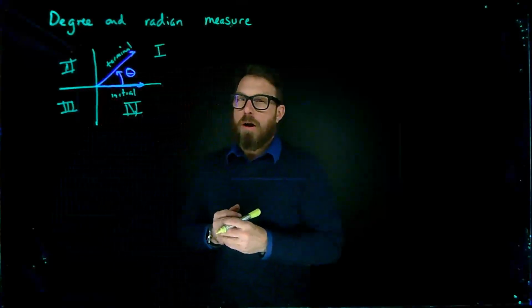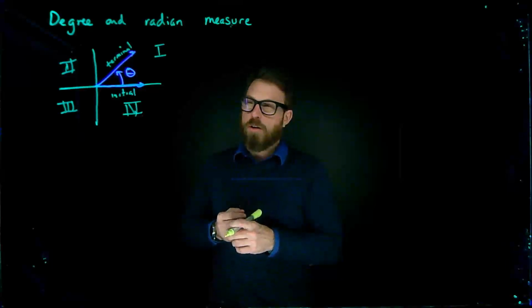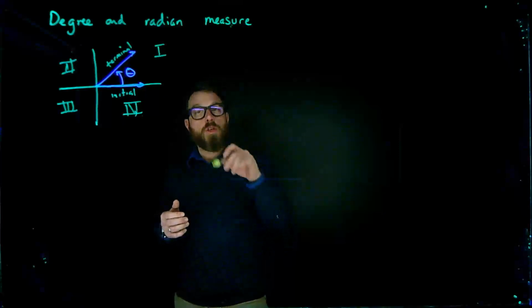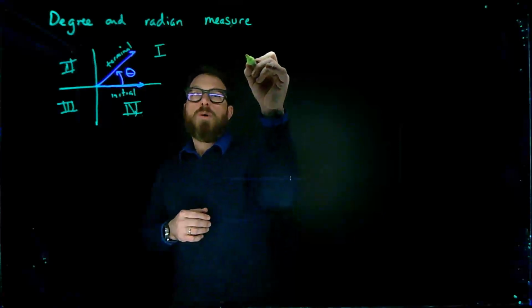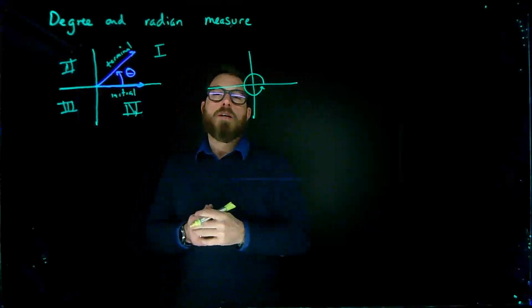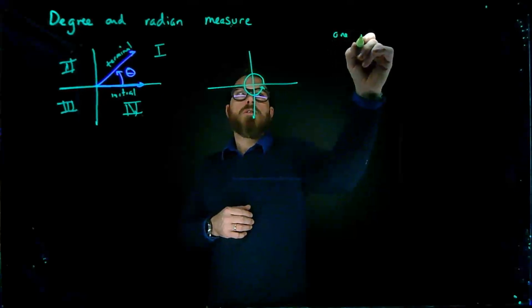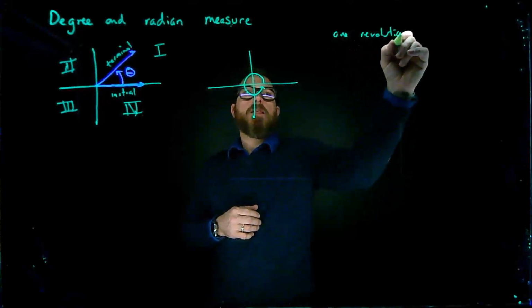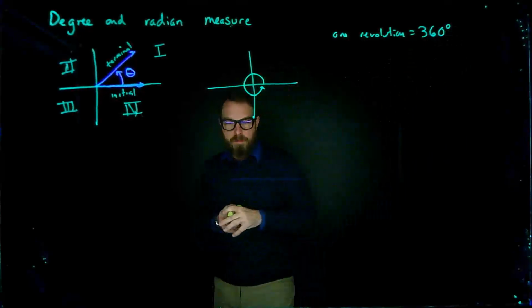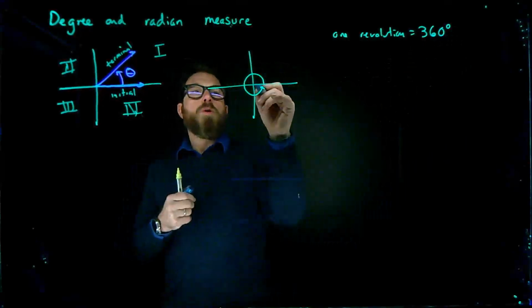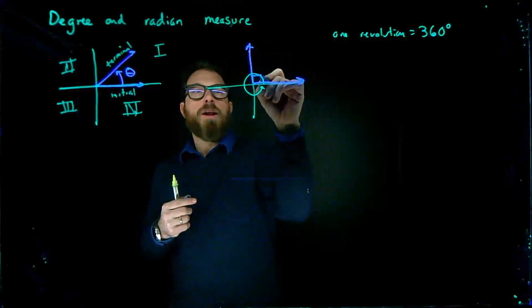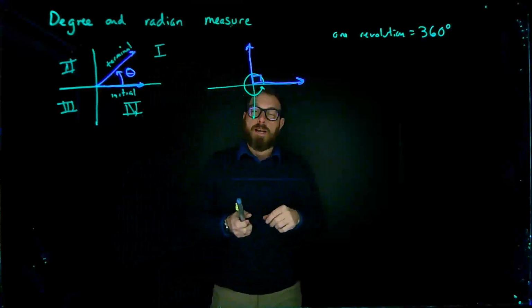Now, if I want to figure out how to define angle measure, I really need a representation of what is all the way around. The way we do that is we say that the entire revolution around this, one revolution, we define to be 360 degrees. So we already know that this right angle is equal to 90 degrees.